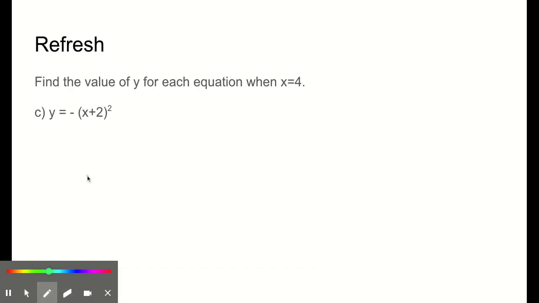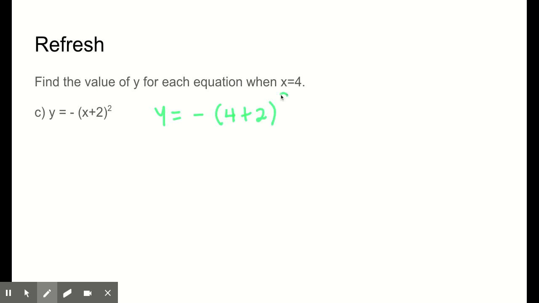All right, here we have y equals negative (x plus 2) squared. Still plugging in 4 for x. We get y equals negative, parentheses, 4 plus 2, squared. So what do we have here? We have parentheses. So 4 plus 2 gives us 6. Then we have exponents. So 6 squared is 36.